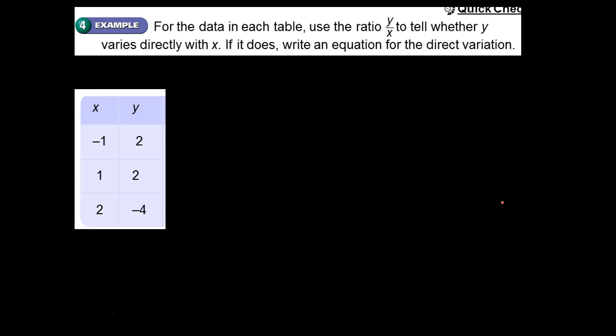Go ahead and do this one, pause the video, and see if this table is a direct variation, so if the y's and x's vary directly with each other. Here's the table you should have gotten. So we got -2, 2, and -2. And since they are not the same k, we have a -2 and a 2, it is not a direct variation.